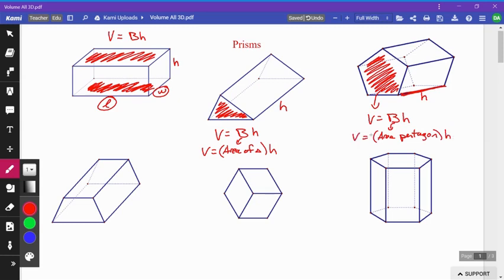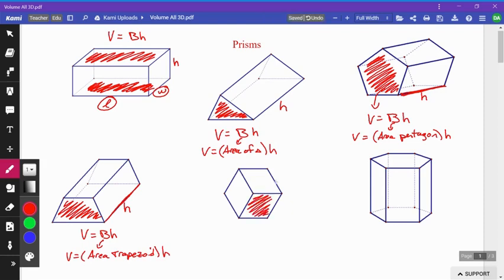And I can continue that for all of these, shade in the base. So volume equals area of the base times the height. The height is the distance between those bases. So in this example, the volume is the area of the trapezoid times the height. And I can continue that with all of these.